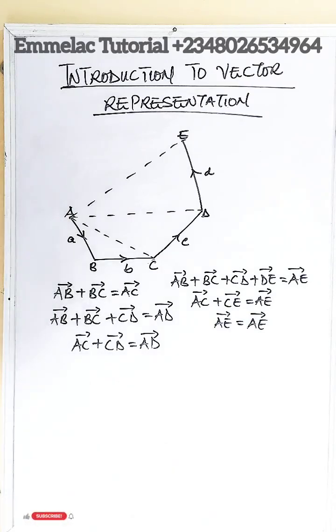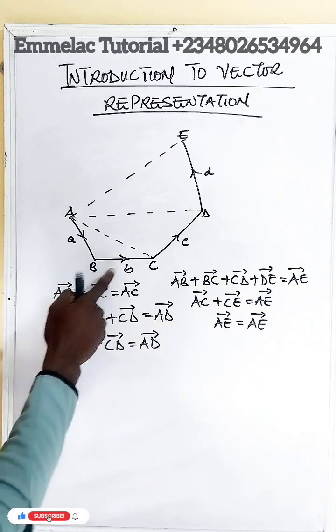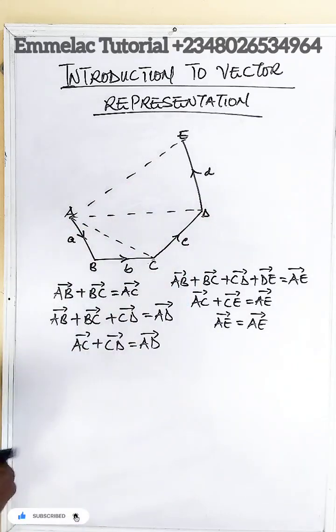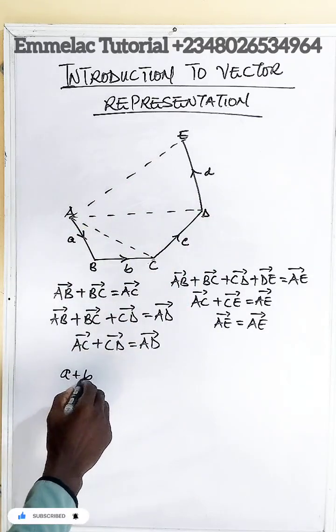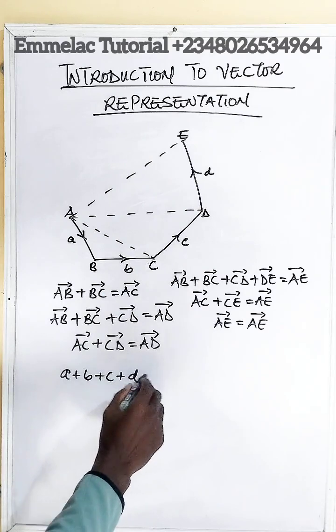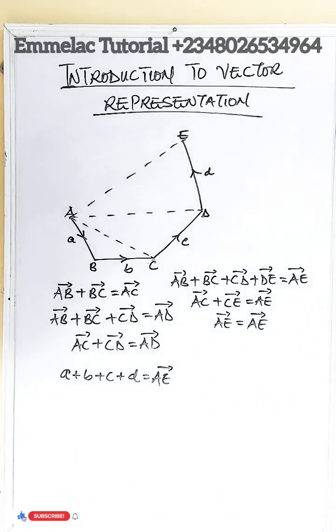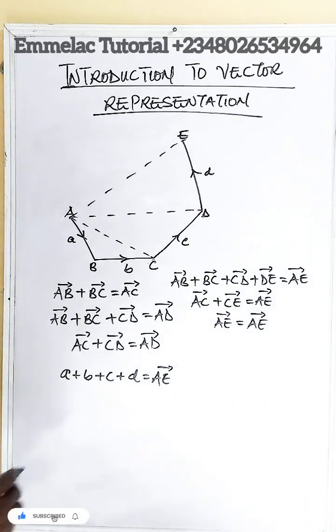Okay, now this is just to add vectors. All right, so you can actually conclude that a plus b plus c plus d will give you what? AE.